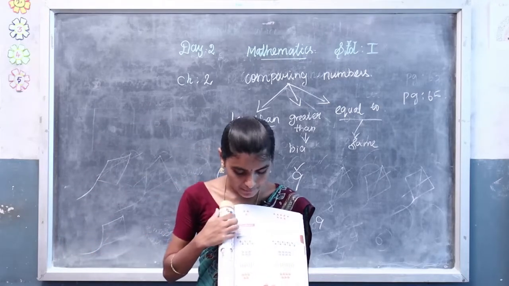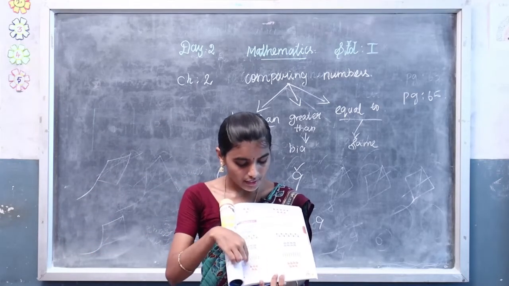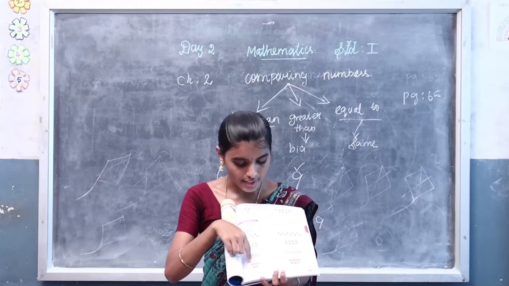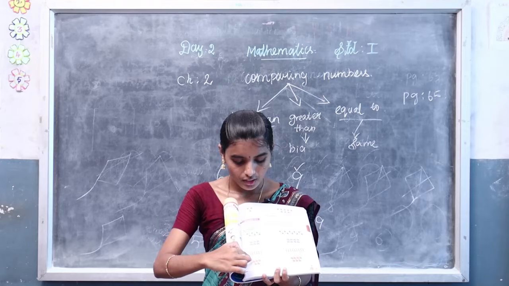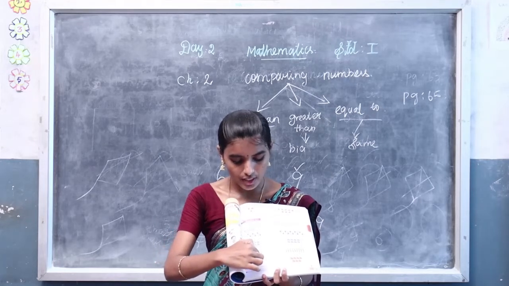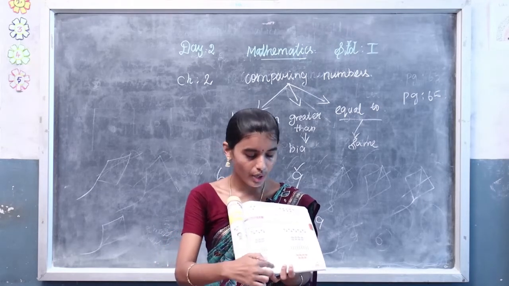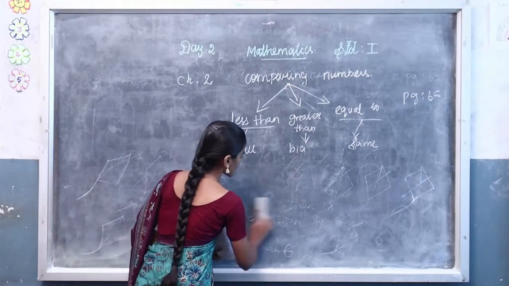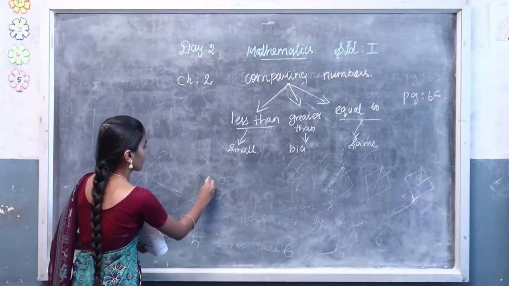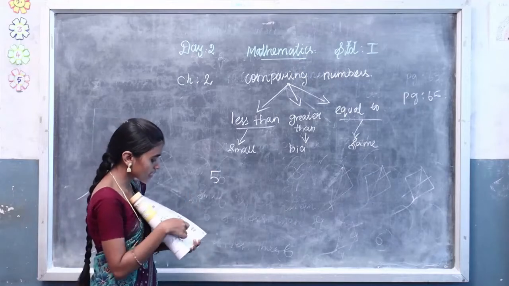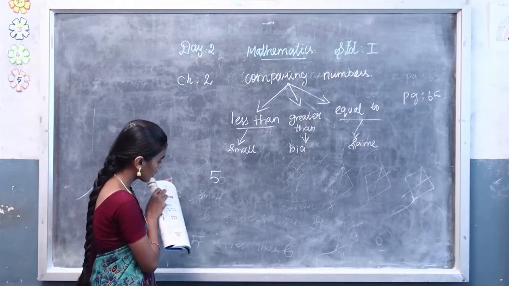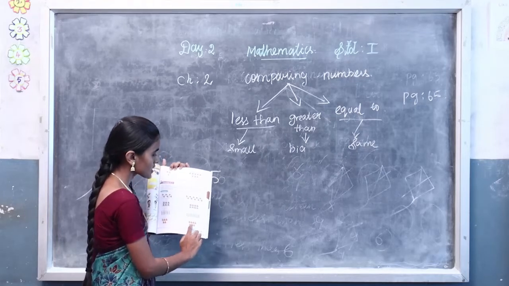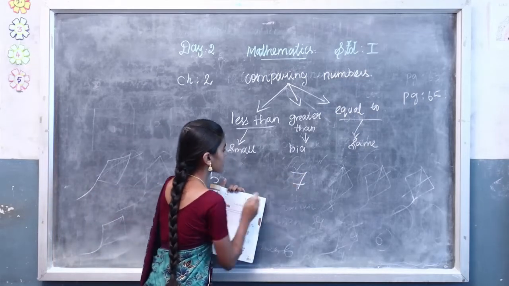Then see the fourth sum. What are all in the fourth sum? See the first box. There are some oranges in the first box. So count the oranges. 1, 2, 3, 4, 5. There are 5 oranges in the first box. So write the number 5 in the first box. 5 oranges in the first box. See the second box. How many oranges? 1, 2, 3, 4, 5, 6, 7. There are 7 oranges in the second box.